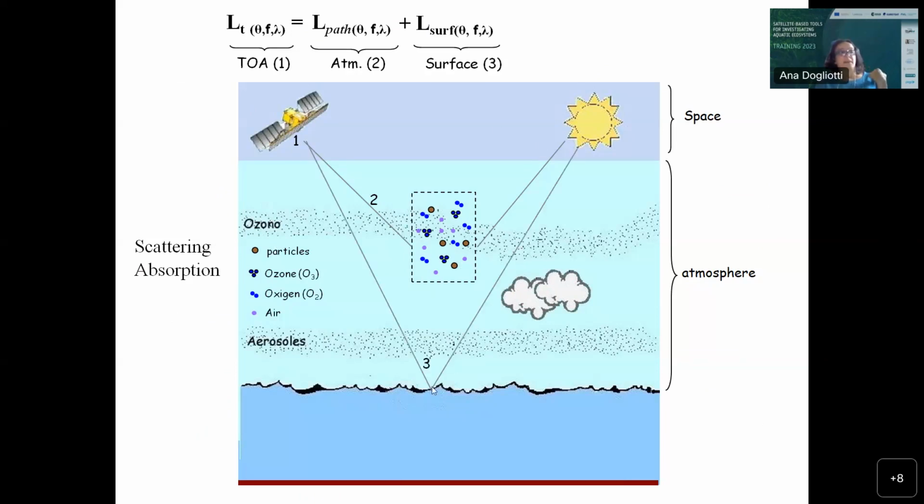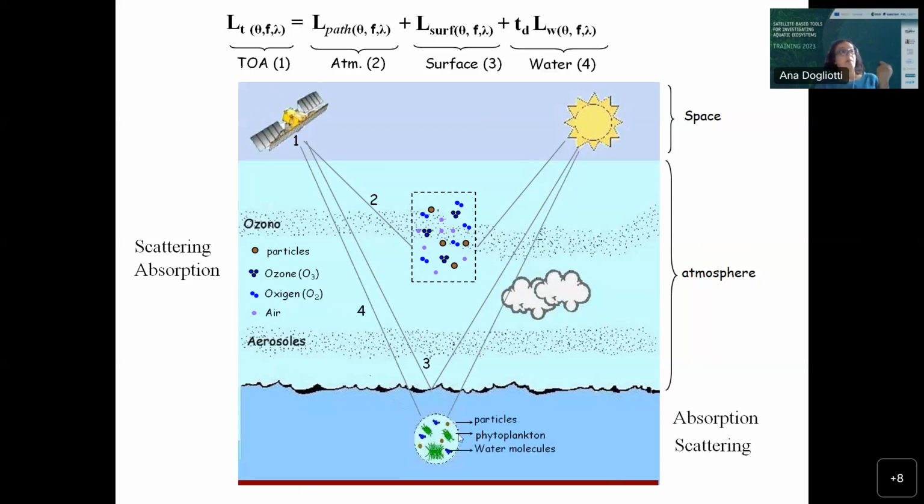Then part interacts just with the surface, like the sun glint or the specular reflection. Part of the energy will enter the water body and will be absorbed and scattered by all the constituents, as I mentioned, and finally go back to the sensor. And also, if it's shallow, if the energy can reach the bottom, the final signal arriving to the sensor will have information from the bottom.